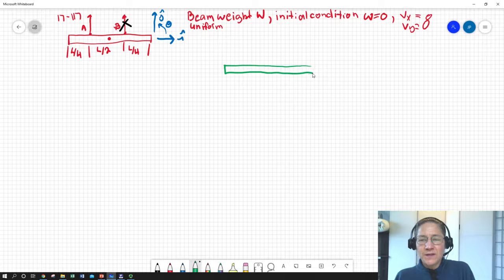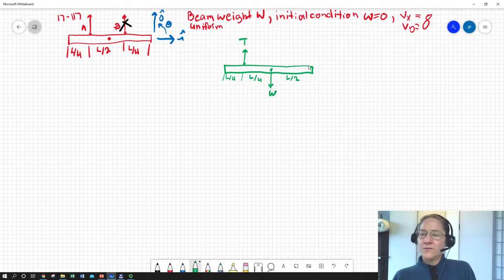So we don't have to do any fancy calculations this time because we can do everything in terms of just L and W. We'll say that this is T here at point A. We're doing an FBD of the beam. We have the weight of the beam coming down there. We've got another L over 4, and then we have L over 2 going to the end of the beam. We have no other forces.